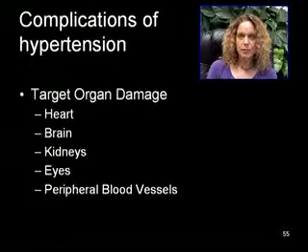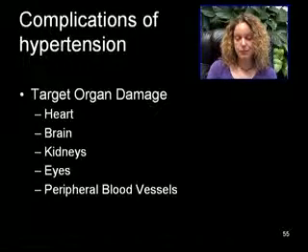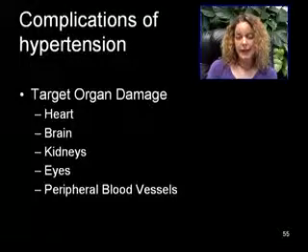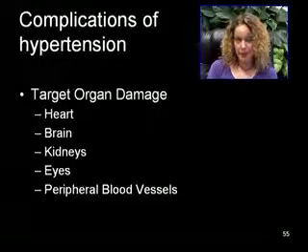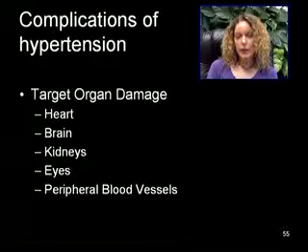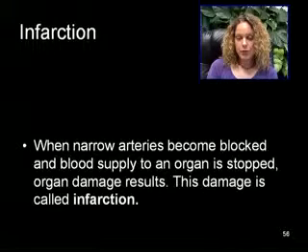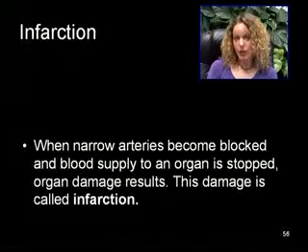Now we're going to talk about some complications of hypertension. Hypertension, sustained over a long period of time and uncontrolled, can cause target organ damage. And so the organs involved can be the heart, the brain, the kidneys, the eyes, and the peripheral blood vessels. Infarction is when narrow arteries become blocked and blood supply to an organ is stopped. Organ damage results, and this damage is called infarction.